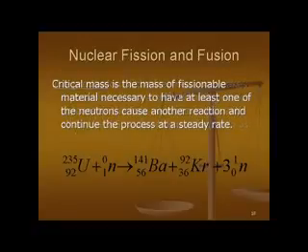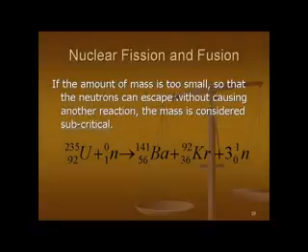Some other terms that are helpful in understanding nuclear fission and fusion: the term critical mass. Critical mass is the mass of fissionable material necessary to have at least one of the neutrons cause another reaction and continue the process at a steady rate. So again, you're looking at the equation of the fission reaction below, and out of the 3 neutrons produced, one of them would have to hit another nucleus and cause a reaction similar to the original reaction from which it was produced. And when that happens at a steady rate, then it is said that you have the critical mass. Okay?